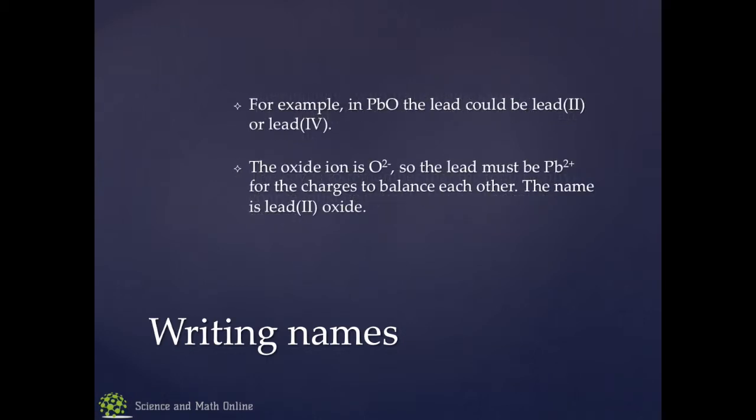So when we look at a formula like PbO, lead's one of those things, and lead can be lead 2 or it can be lead 4. But we need to figure out which one it is. And so the oxygen is 2 minus. So what's the lead have to be? The lead has to be 2 plus in order to cancel it out. So it's lead 2 oxide. All right. So you got to work on that aspect of balancing out the charges. Now this takes a little practice. Well, not a little. It takes practice, and it takes getting used to.